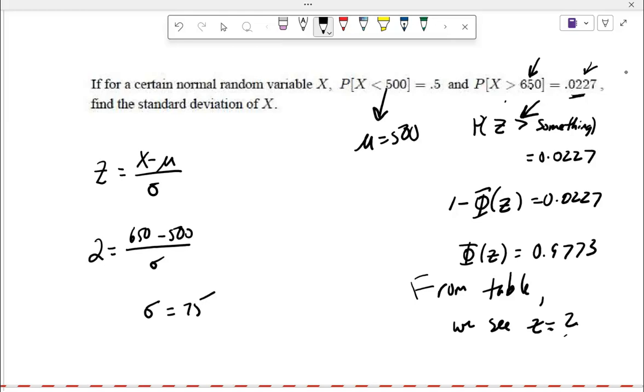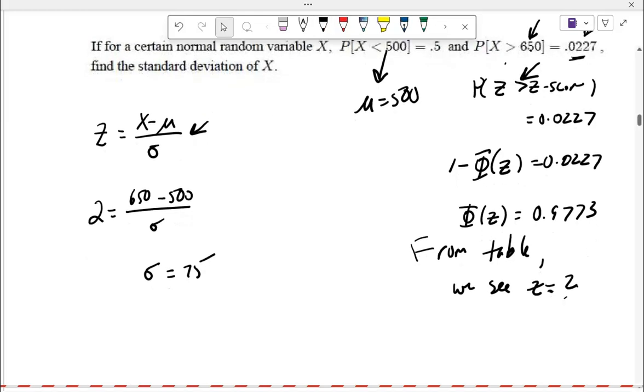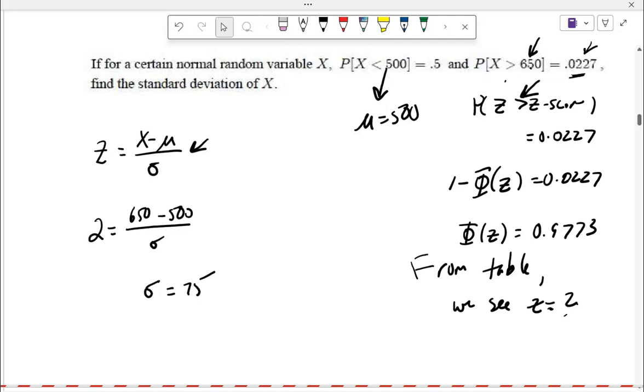I don't know what you mean by the sign. Yeah, I didn't worry about the 650. I needed, because instead of calling it something, I could have said z-score. That's what I wanted. Okay. And so then I'm using this to figure it out. Yeah, the equation. Okay. It's not equal to 650 necessarily.